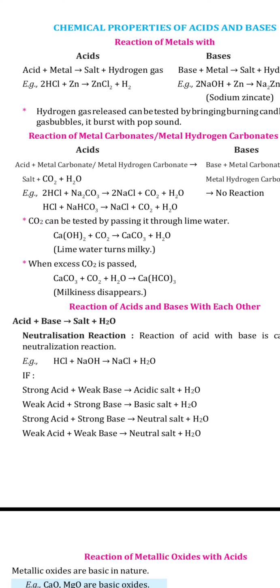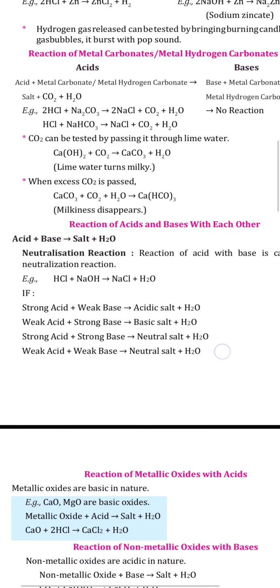Acid plus base react to give salt and water, and this reaction is known as a neutralization reaction. When strong acid reacts with weak base, it gives acidic salt and water. When weak acid reacts with strong base, it gives basic salt and water. When strong acid reacts with strong base, it gives neutral salt plus water, and when weak acid reacts with weak base, it gives neutral salt, which are also known as general salts.